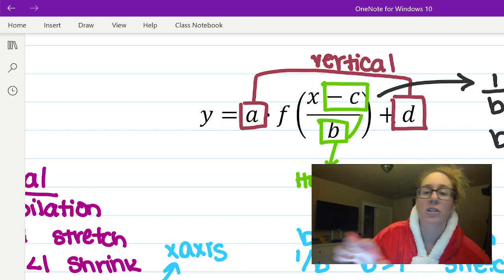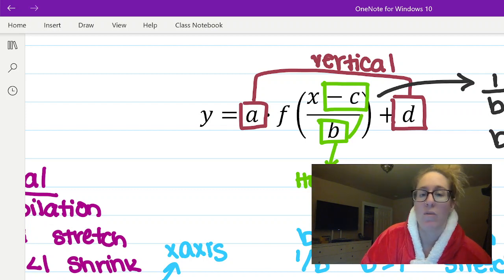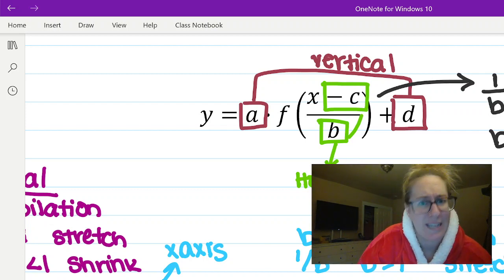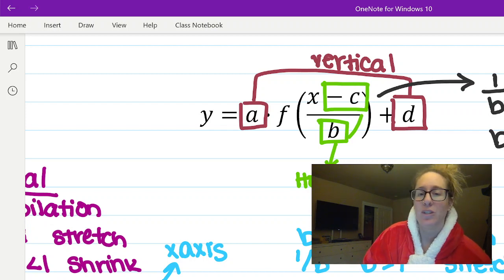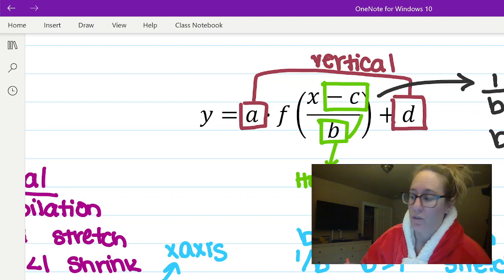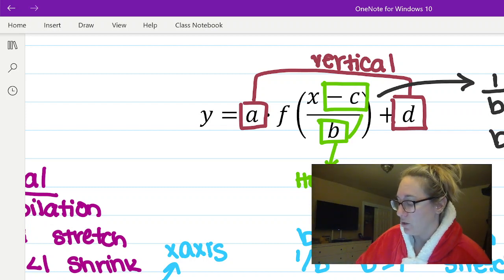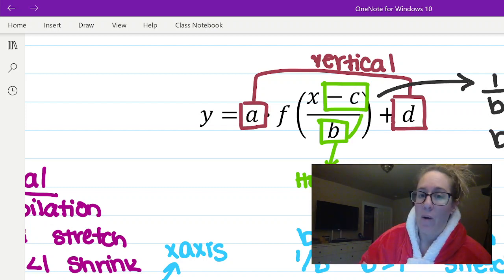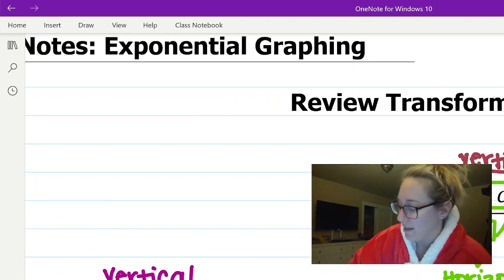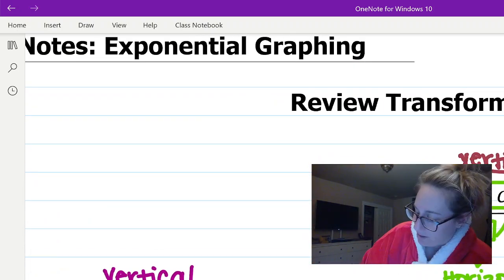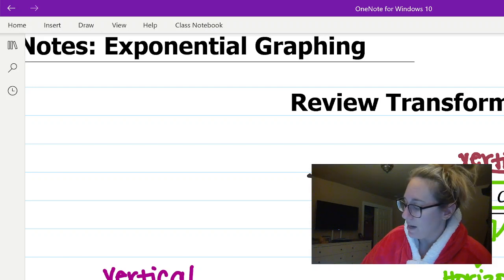Okay, so the general rules. Now, if you've been sitting here the whole time wondering what in the world the f is out front, f stands for function. So that's where whatever function you're dealing with goes. Since in this unit we're doing exponential functions, writing it like an exponential would look something like this. I just gave you the generic one to begin with.